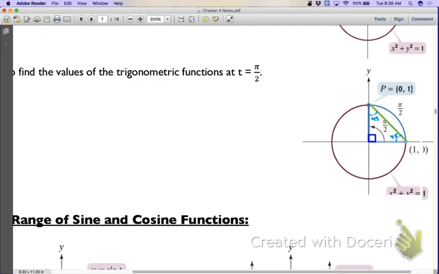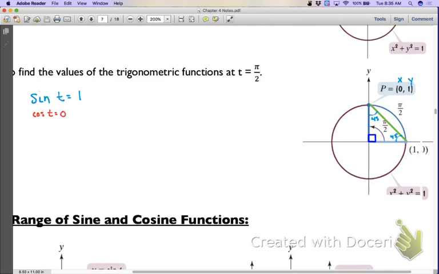Your 0 is still your x value. Your y is still your 1, or 1 is still your y. I still need to find what sine of t is. So what's sine always equal to? Sine's always equal to my y value. Well, what's my y value? 1. My cosine of t is always equal to my x value, which is 0.